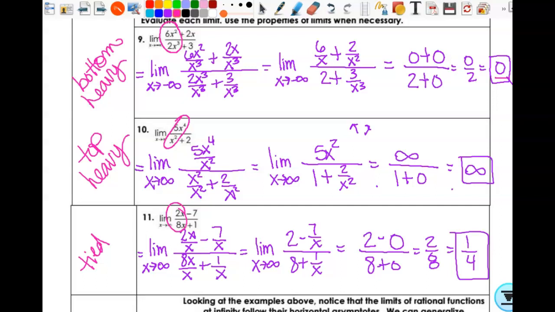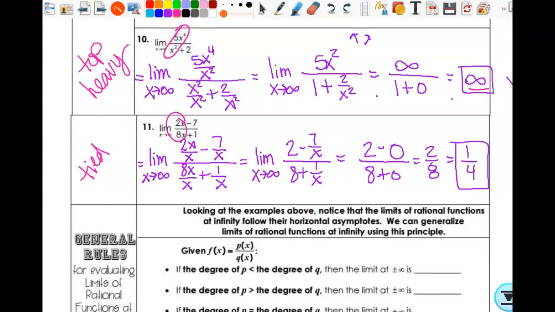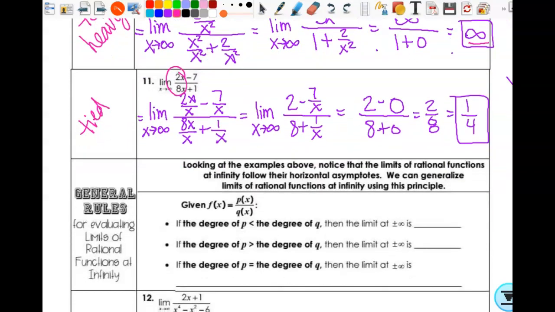So since we don't have a horizontal asymptote, that's why it would go to infinity or negative infinity. If it was tied in degree, then your asymptote was at y equals the ratio of the leading coefficients, which in this case is 1/4.